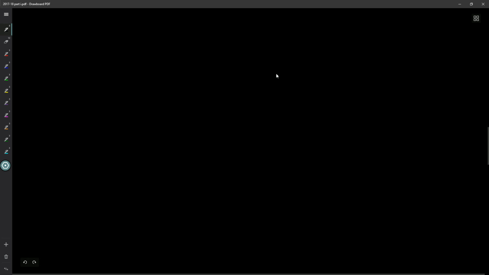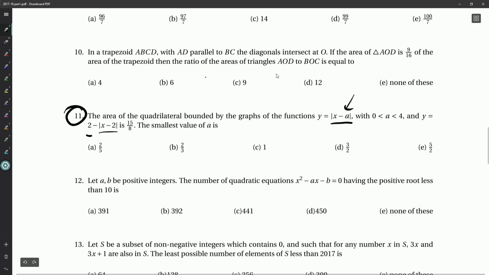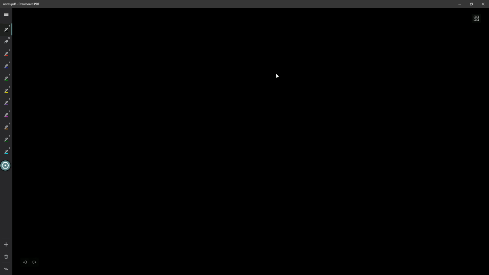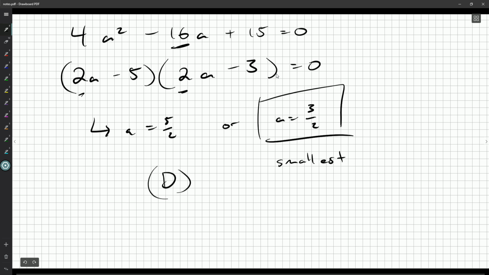Not bad, as long as we're able to sketch these absolute value curves. Not bad at all. Because we realized it's a rectangle, and then there's a bunch of isosceles right-angled triangles, and we get ourselves an answer of D.